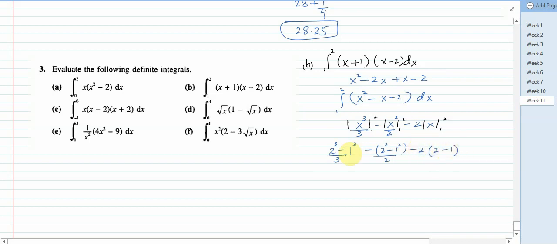So 2 cube is 8, 8 minus 1 is 7 over 3, minus 2 square is 4, 4 minus 1 is 3, 3 over 2, minus 2. Now LCM is 6. 3 2s are 6, 2 7s are 14, 2 3s are 6, 3 3s are 9, 1 into 6, 2 6s are 12. Alright, now we need to simplify. So 14 minus 21, right? Minus 12 and minus 9 is minus 21. So 14 minus 21 is minus 7 divided by 6. So that is your answer.